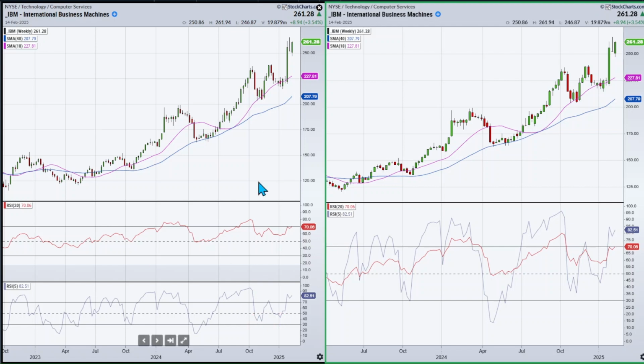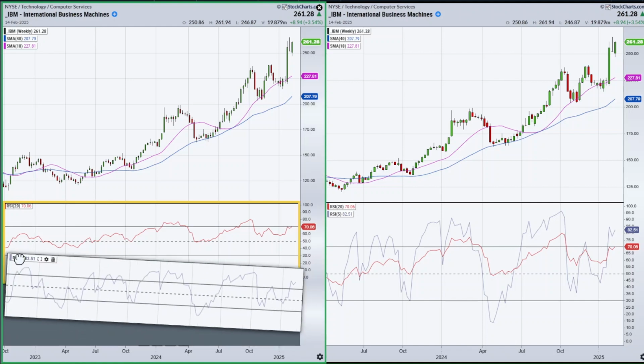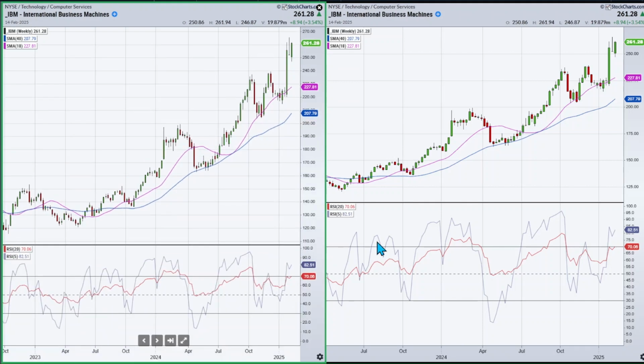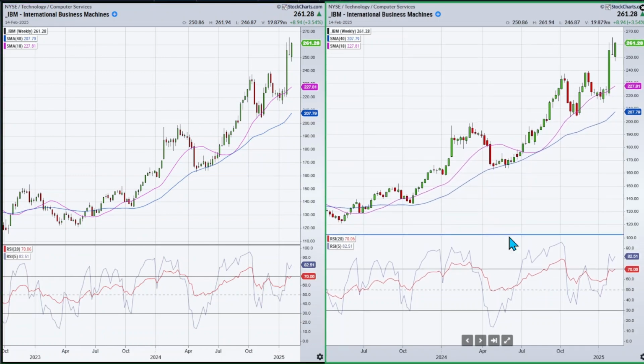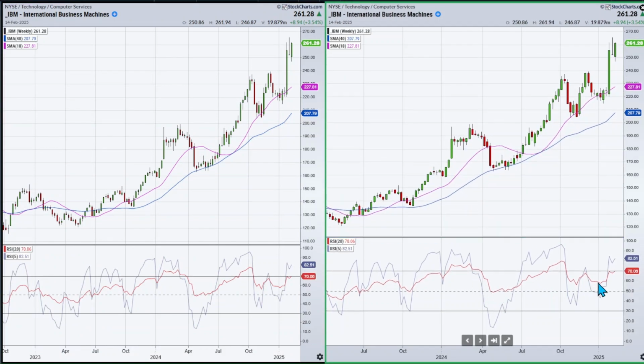All right, now the way I display it to save room is to overlay these. And you can do that very easily. Just take this and drag it, and it'll go right on top. All right, so now I've got the RSI 5 and the RSI 20 together here.